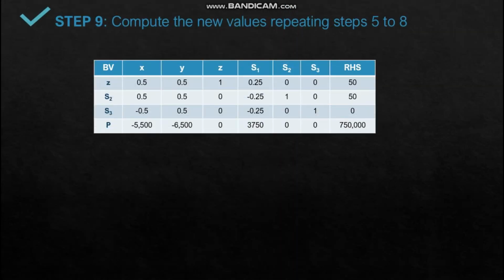Step 9, we will compute the new values by repeating steps 5 to 8. We go through the same steps from 5 to 8. We already have the initial table there, so let's move on to repeating step 6. For step 6, we have to select the pivot column, and again we base the selection on the smallest value, which here is negative 6,500.